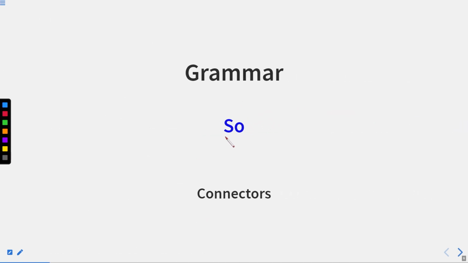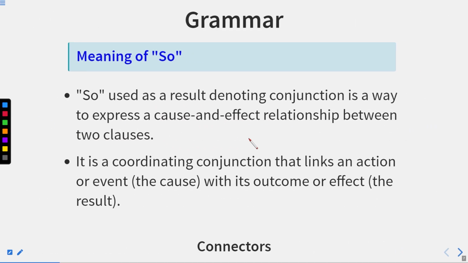For example, the first one is so. Now let us discuss the meaning of so. So, used as a result denoting conjunction, is a way to express a cause and effect relationship between two clauses. It means so just shows the result of whatever the situation is, the outcome of that particular situation. It is a coordinating conjunction.